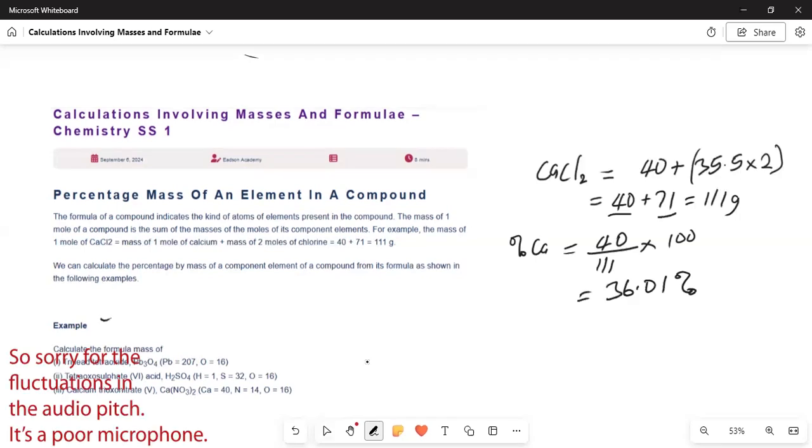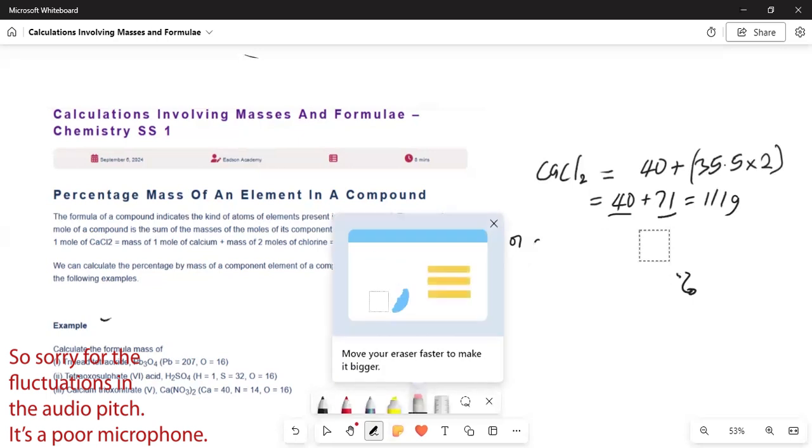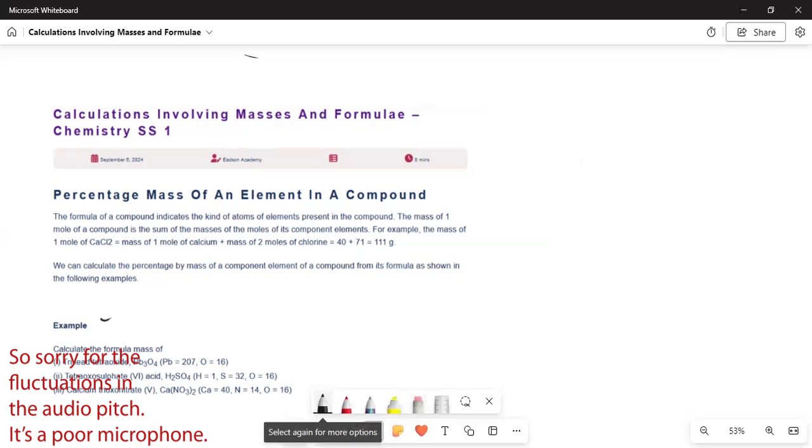This example says calculate the formula mass of tri-lead tetraoxide, tetraoxosulfate(VI) acid, and calcium trioxonitrate(V). Formula mass is like the molar mass of the compound. The first one is tri-lead tetraoxide, and the formula is given to us already, that's Pb3O4. Now, the atomic mass of lead is 207, while that of oxygen is 16.